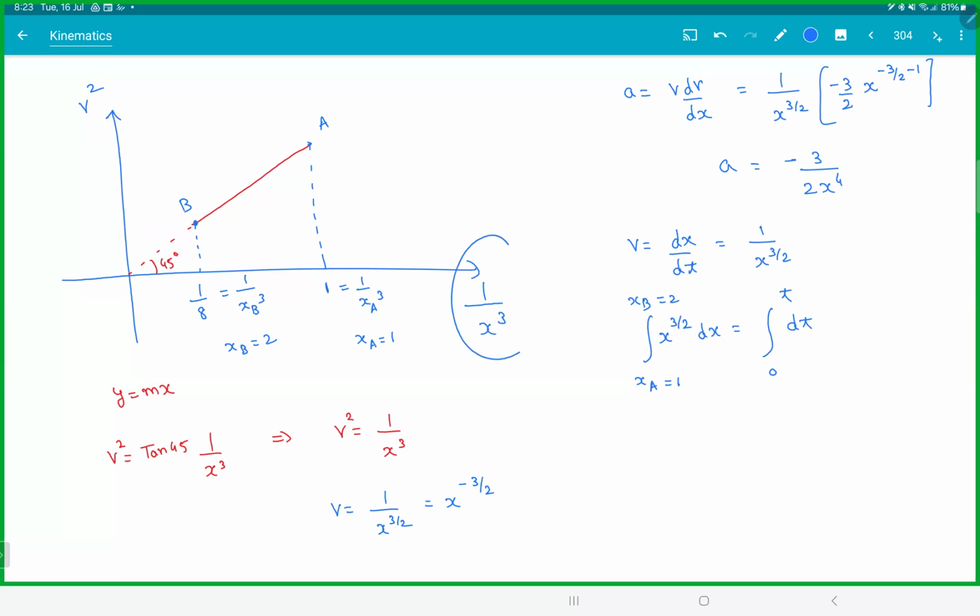Because on the x-axis you don't have x coordinate. You have 1 by x cube on the x-axis here. So this will be x power 5 by 2 divided by 5 by 2, and limits will go from 1 to 2, equal to time. So we have 2 by 5 times 2 to the power of 5 by 2 minus 1 is time. Please check. The one thing here is the limits of x, right? People goof up. They take 1 to 1 by 8. When you're integrating x, you need x coordinates. So here x coordinates are what? 1 by xa cube is 1 and 1 by xb cube is 1 by 8.